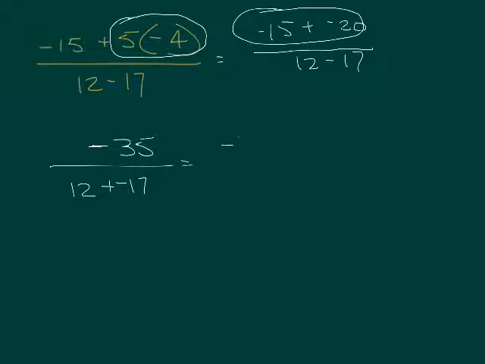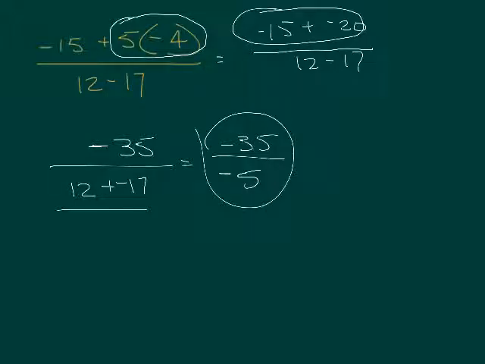And that gives me, leave my negative 35 alone. On the bottom, the signs are different, so we're going to take the difference between the two and put the sign of the largest number on there. Now I have negative 35 over negative 5. I have two negatives. 2 is an even number, so I know my answer is going to be positive. 35 divided by 5 is 7, and you're done.